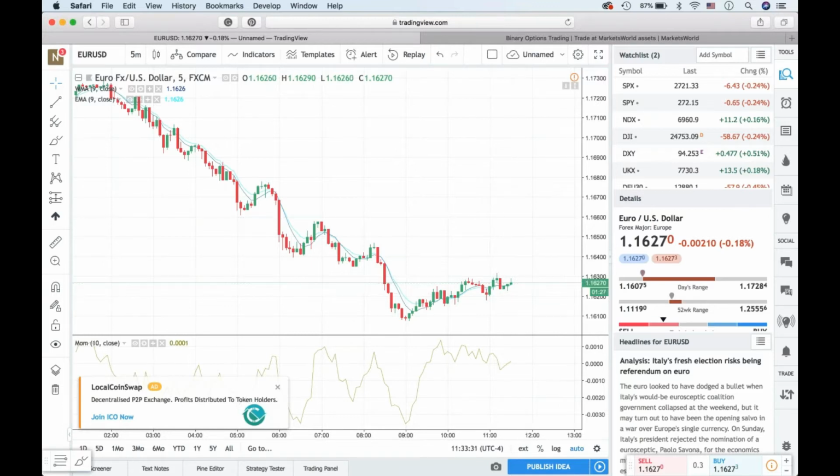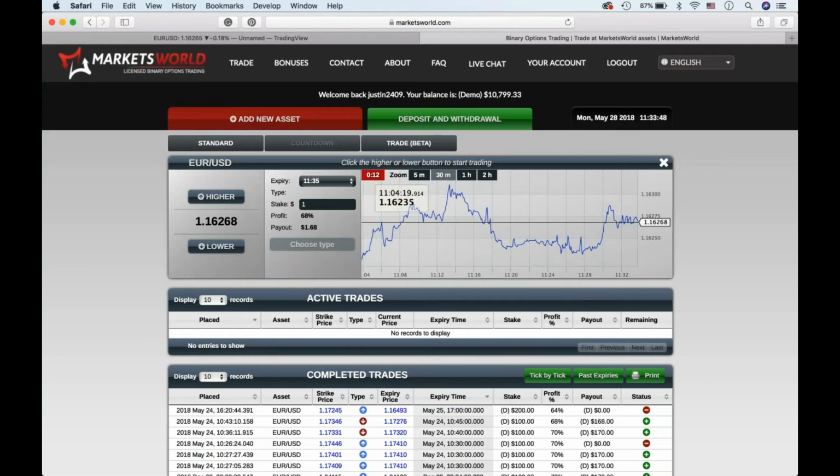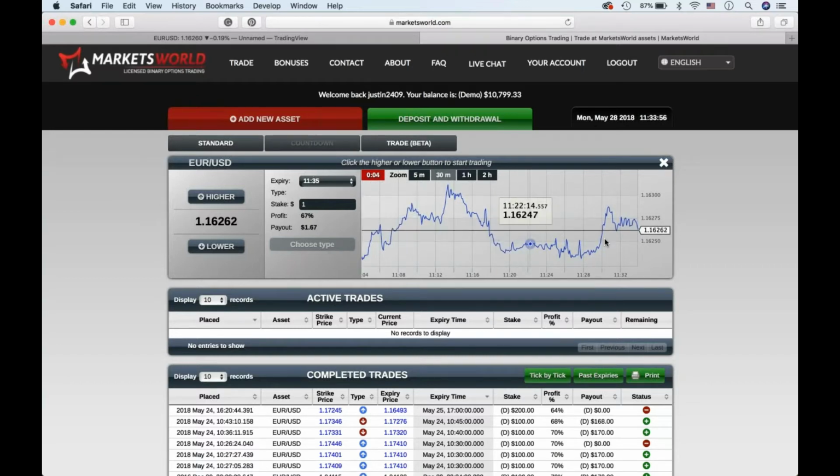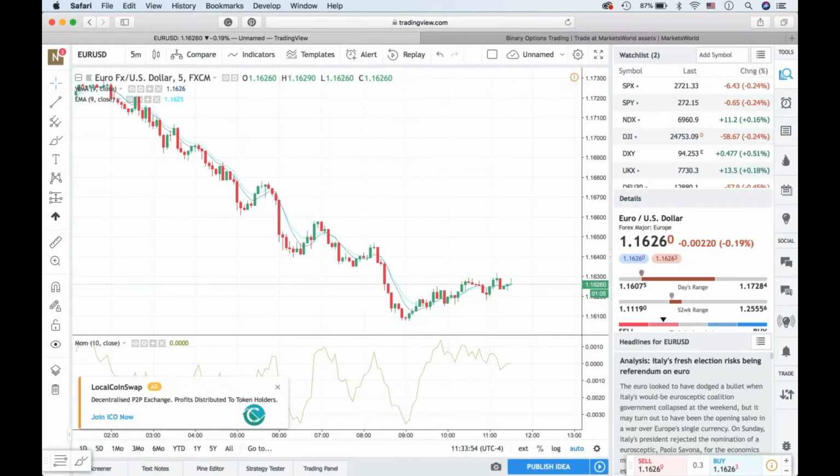I'll need to do some waiting for about 1.5 minutes. You can still see we're doing the Euro USD 5-minute chart as per usual. Today I'm gonna be using the markets forward demo account, and we need to wait for a couple of minutes just to see what the market will give us in the next opening.